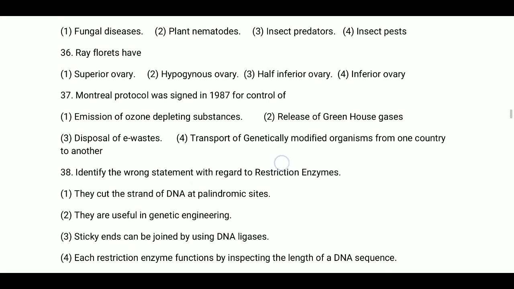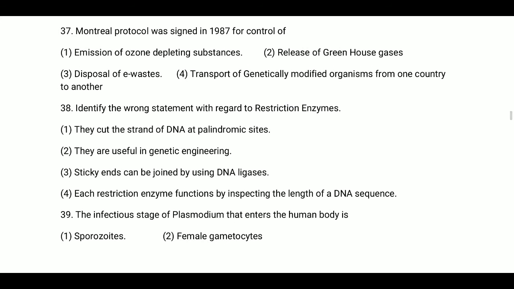First option. Identify the wrong statement with regard to restriction enzymes. They cut the strand of DNA at palindromic sites. They are useful in genetic engineering. Sticky ends can be joined by using DNA ligases. Each restriction enzyme functions by inspecting the length of DNA sequence. Which one is a wrong statement? Here, sticky ends can be joined by DNA ligases is the wrong answer. So the wrong statement is third.